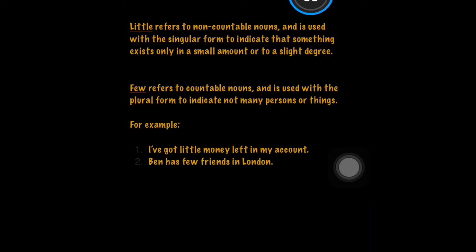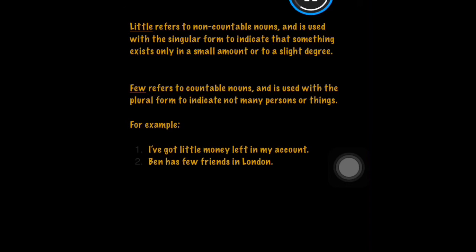12.12 Few and little. Little refers to non-countable nouns such as water, hair, wind, and is used with the singular form to indicate that some things exist only in a small amount or to a slight degree. While few refers to countable nouns such as table, chair, fan, and is used with the plural form to indicate not many persons or things.